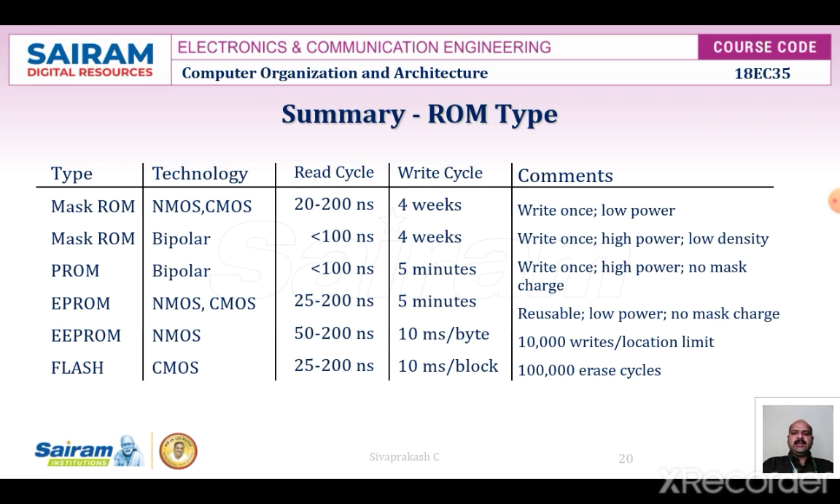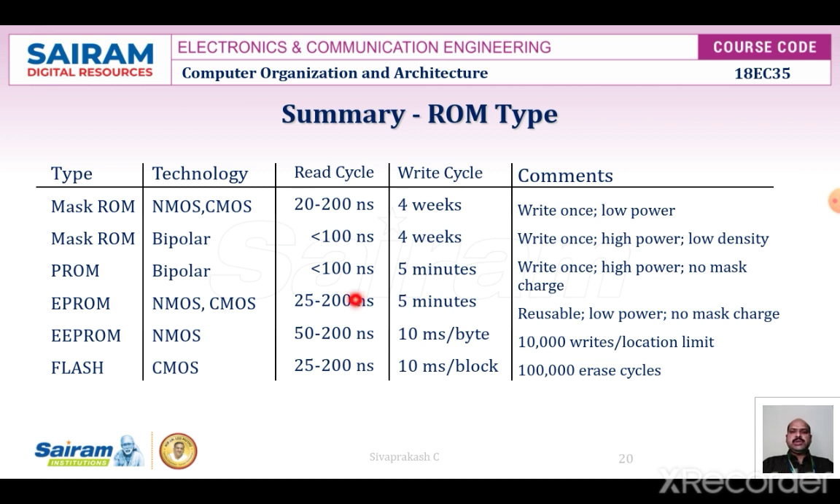The write cycle time can take 4 weeks, and obviously the CMOS technologies are going to be lower power, whereas bipolar is going to be high power and low density. Coming to the PROM, which is available in the bipolar technology, it has a read cycle of 100 nanoseconds and 5 minutes for the write cycle, and it is write once only. We can write only once with a high power, and no mask charges are going to be needed over here. And the erasable programmable read only memory is available in the MOS technology, NMOS and CMOS technology.